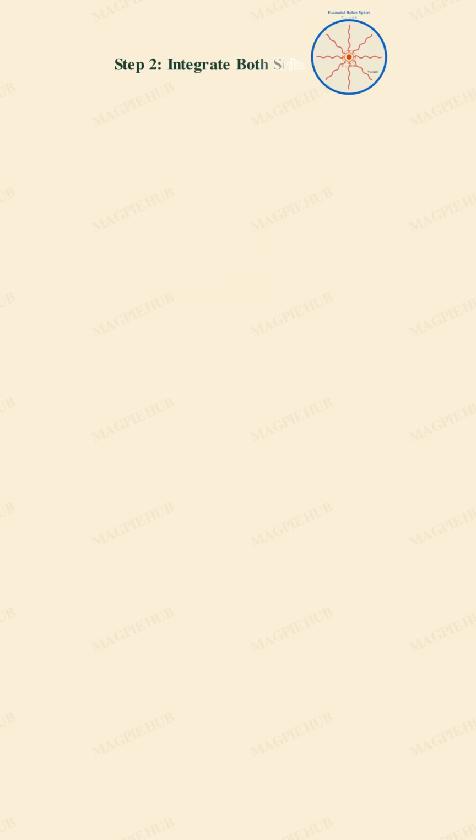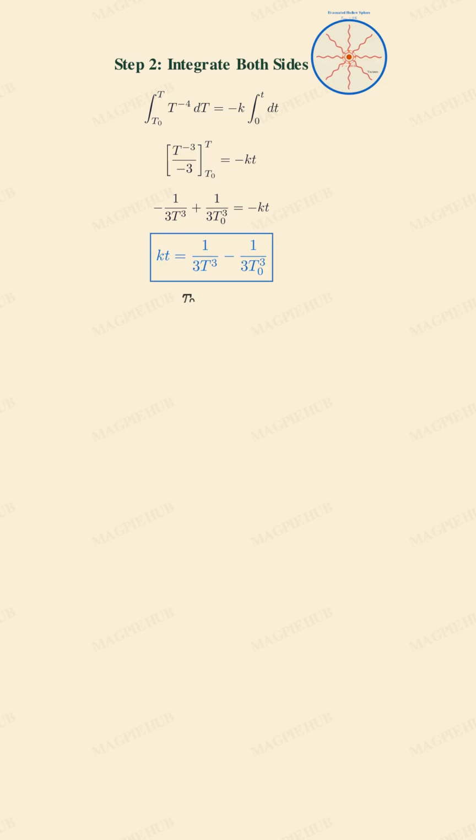Step 2. Integrate both sides. We integrate T to the minus 4 dT on the left, from the initial temperature T0 to T, and negative K dt on the right, from 0 to t. The integral of T to the minus 4 is T to the minus 3 divided by minus 3. After evaluating the limits and rearranging, we get K t equals 1 over 3T cubed minus 1 over 3T0 cubed. Here T0 is 200 Kelvin. Notice that 1 over T cubed increases linearly with time. This is the key relationship.